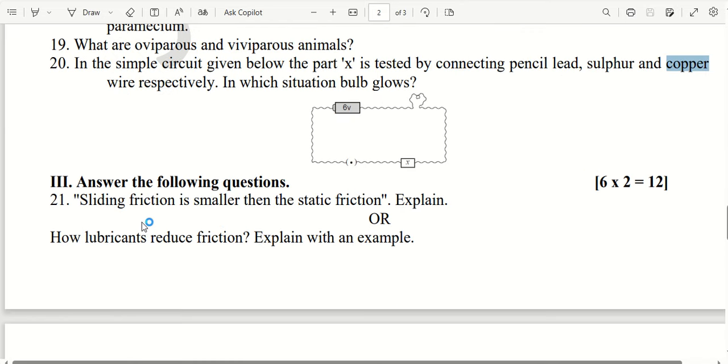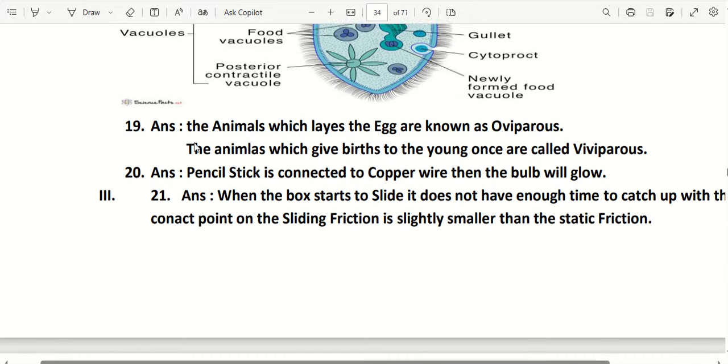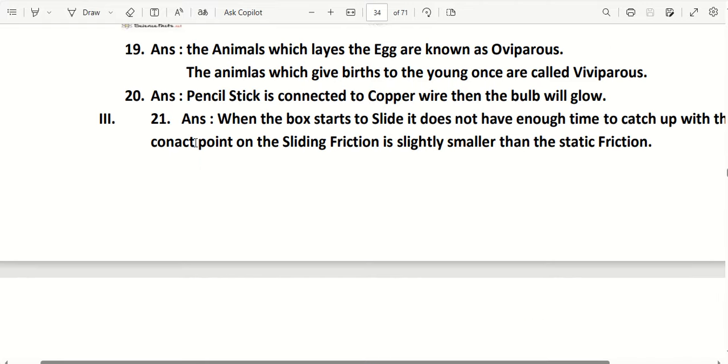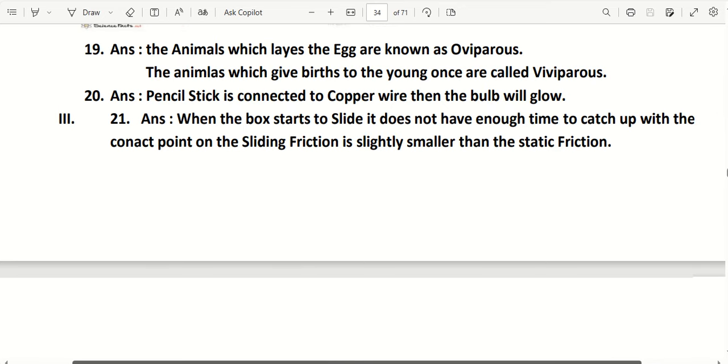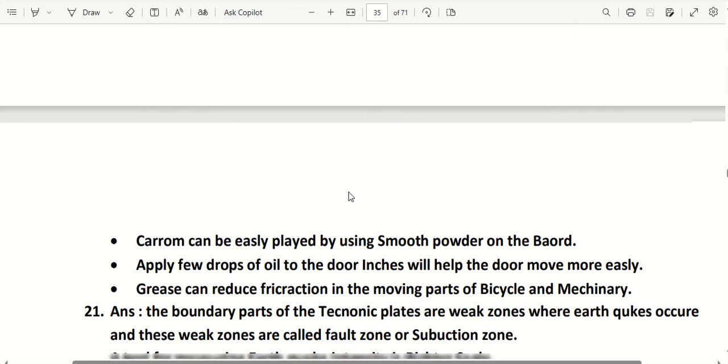Answer the following questions. Sliding friction is smaller than static friction. Explain. So question number 21. When the box starts to slide, it does not have enough time to catch up with the contact points, so the sliding friction is slightly smaller than the static friction.